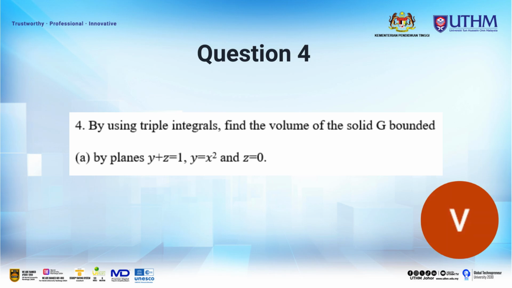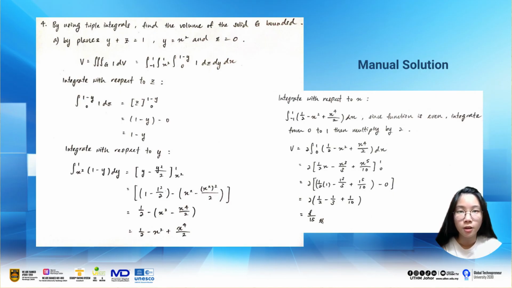Question 4. For question 4, our aim is to find the volume of the solid G using triple integrals. This solid is bounded by the slanted plane y plus x equals 1, the parabolic cylinder y equals x squared, and the floor z equals 0.